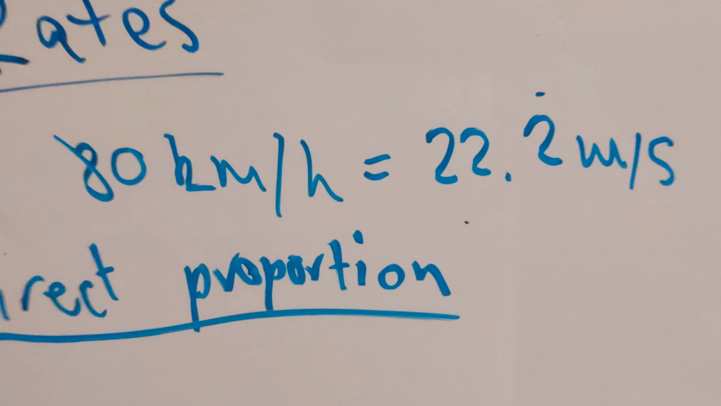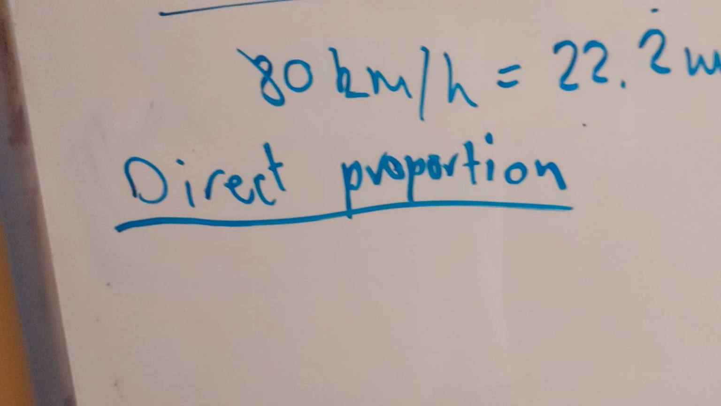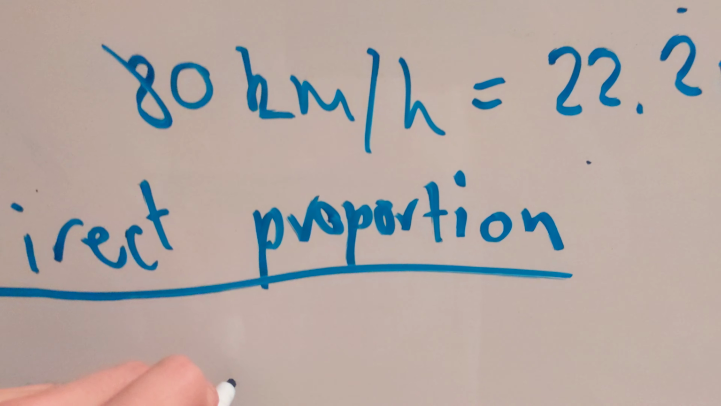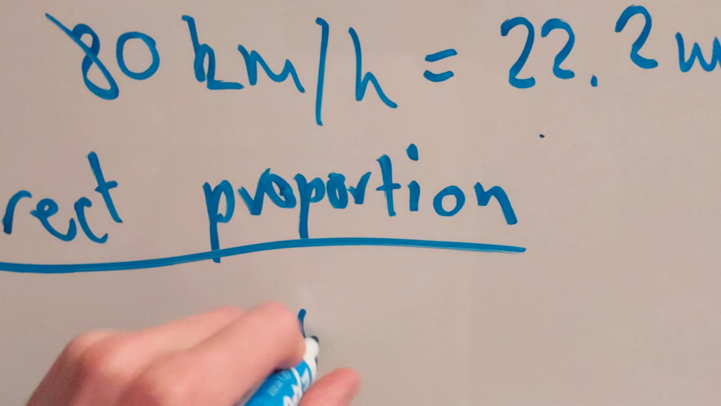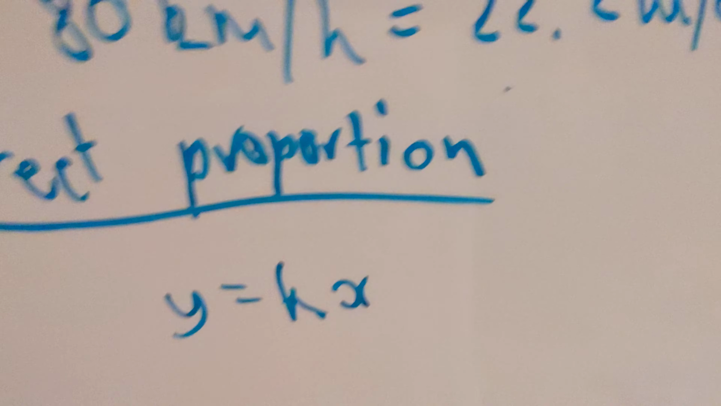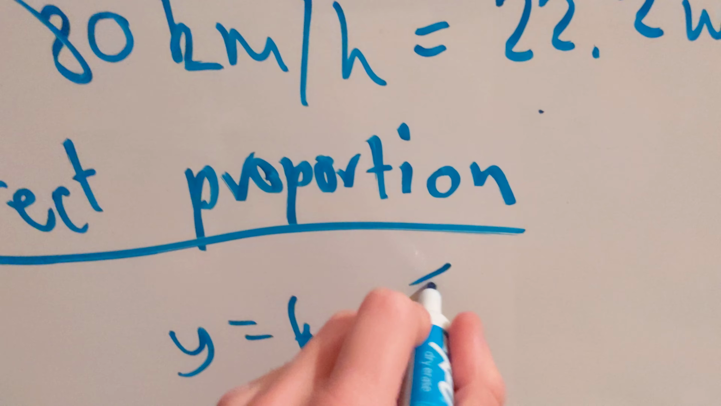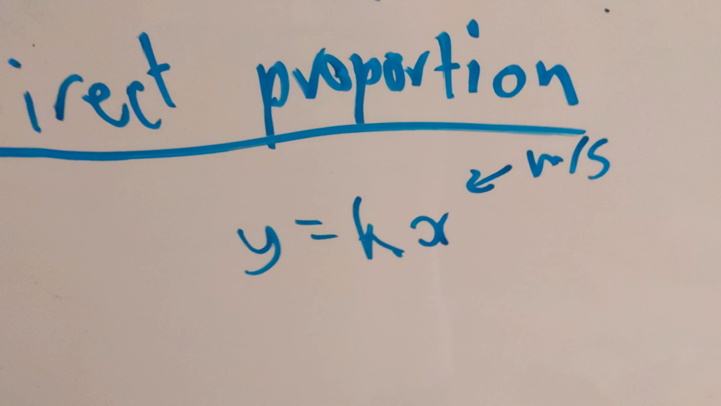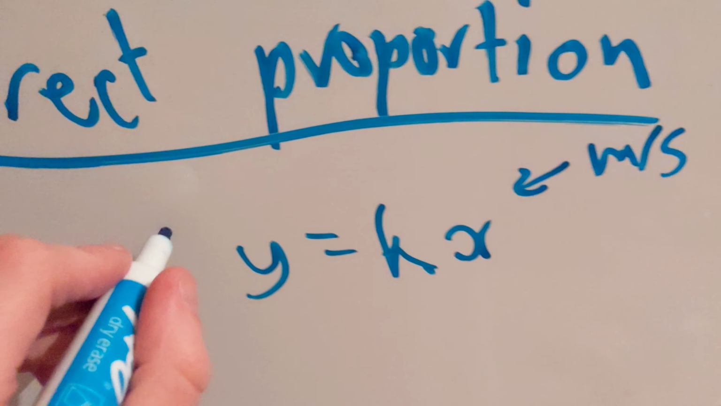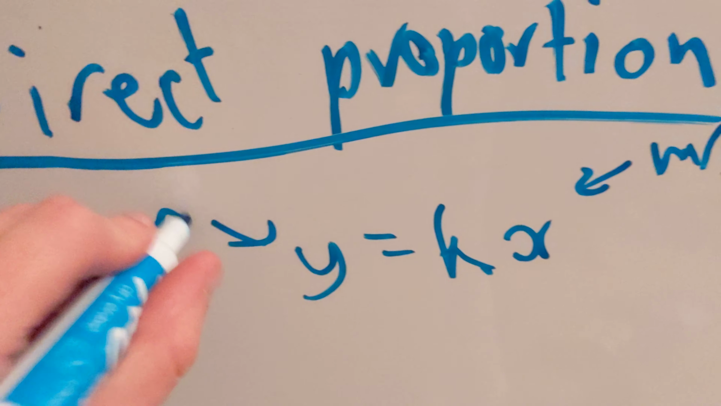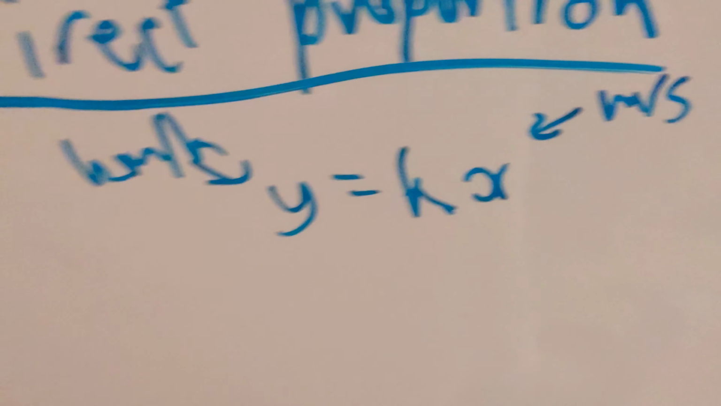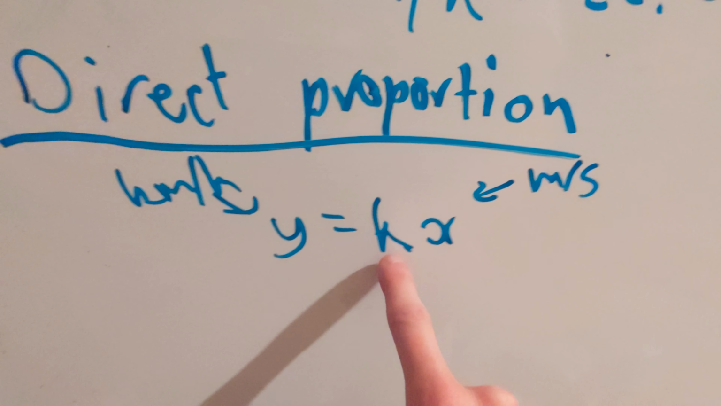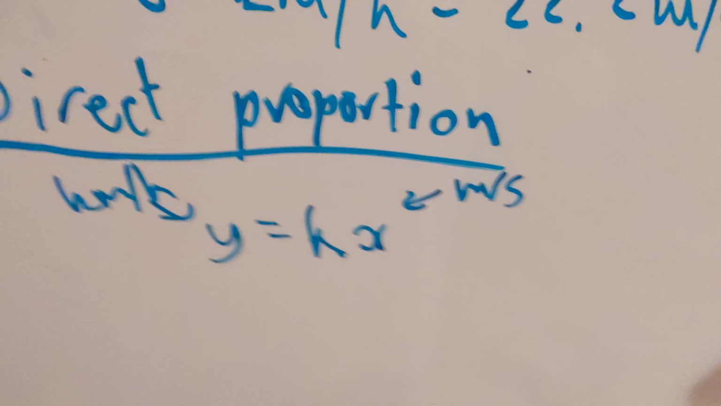And we can express this with an algebraic equation. The general equation for a direct proportion is y equals kx. Now let's say that our x is meters per second and our y can be kilometers per hour. Now, we don't have k. That's what we need to find. So that's called the proportionality constant.